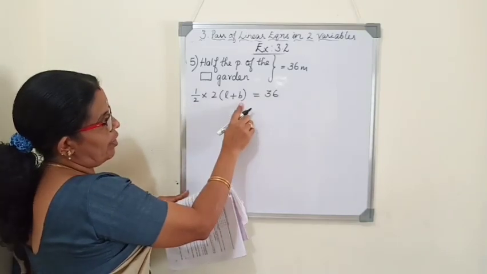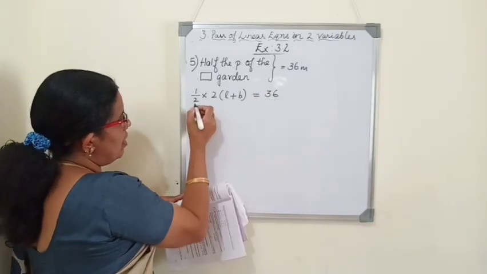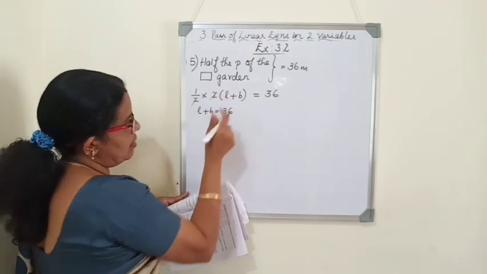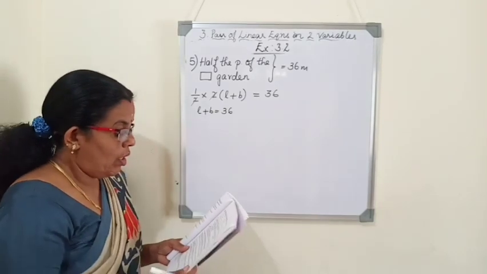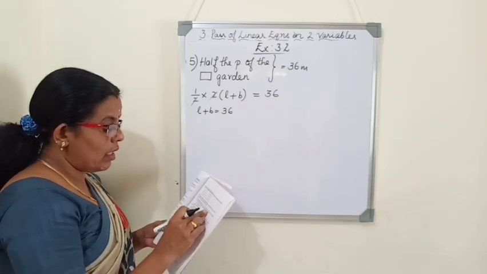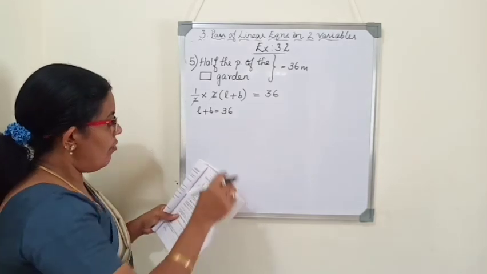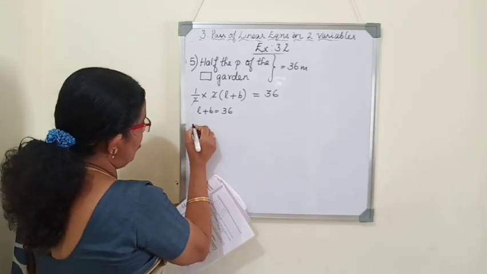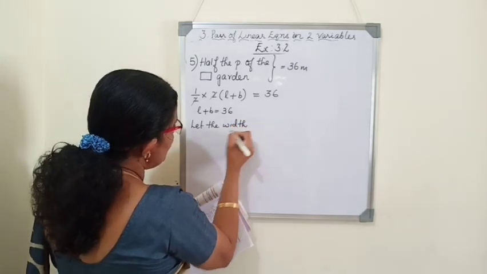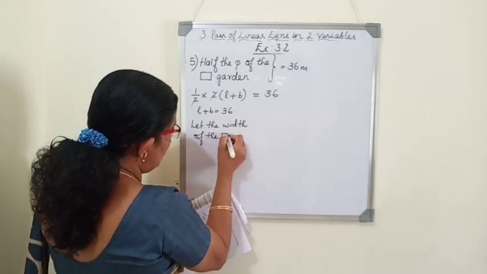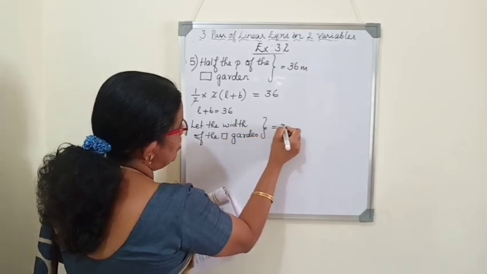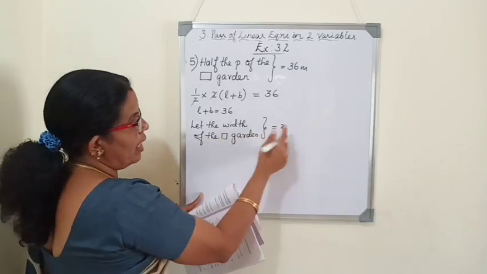Half the perimeter of a rectangular garden is 36. This 2 and 2 will cancel. We'll get L plus B is equal to 36. Now, in between they told whose length is 4 meter more than its width. We have to first write the width or breadth. Let the width of the rectangular garden, usually we will write it as x. So, let the width of the rectangular garden be x meter.